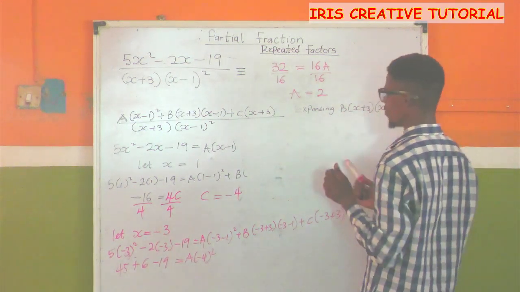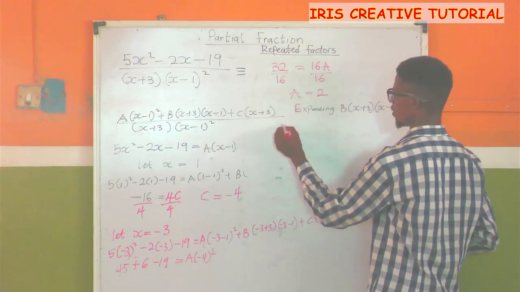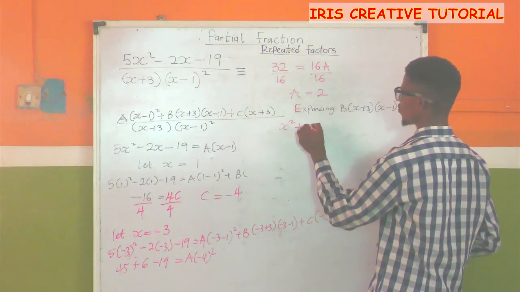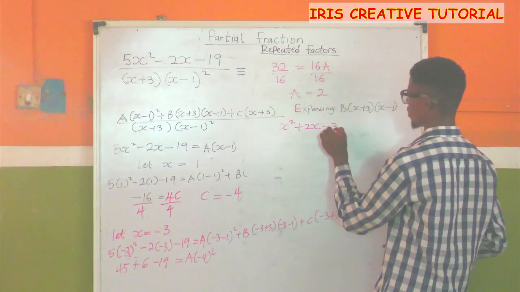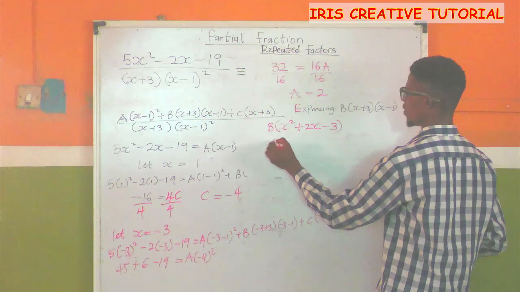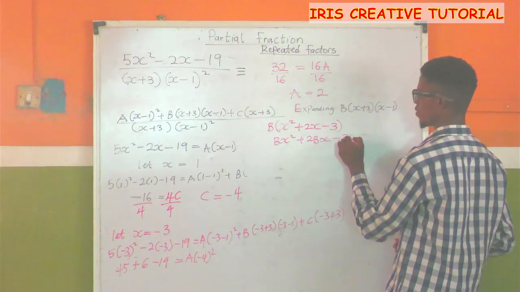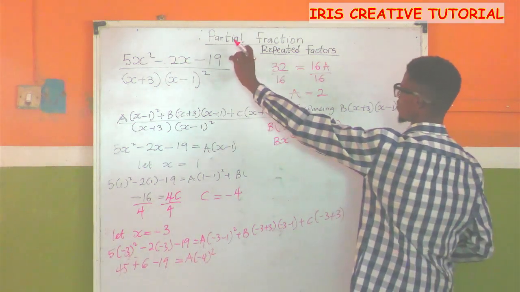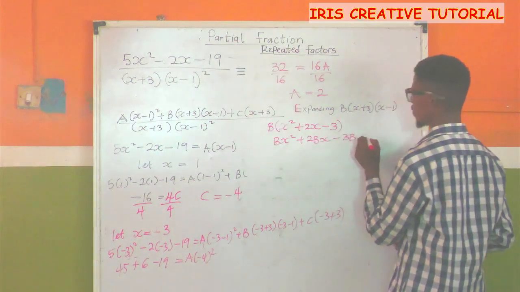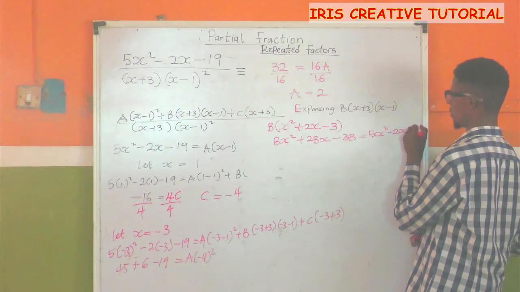So we know we already have b to get. We have gotten the value for a and c. So when you expand x plus 3 times x minus 1, you should have x squared plus 2x minus 3 and then into b. So if you multiply through by b, you will have bx squared plus 2bx minus 3b. Now, let's remember this particular expression. We're going to equate it with this expression, since this is also a quadratic expression. So if we equate it, that will become 5x squared minus 2x minus 19.